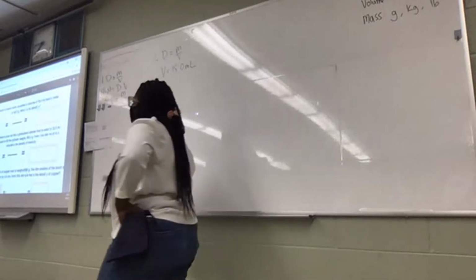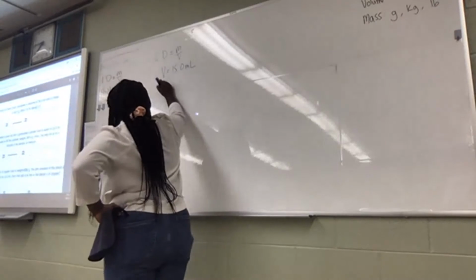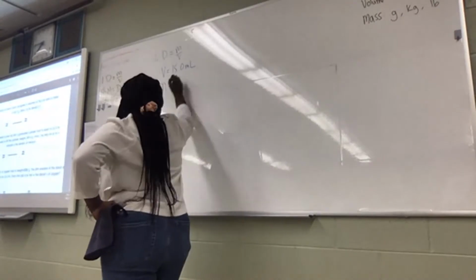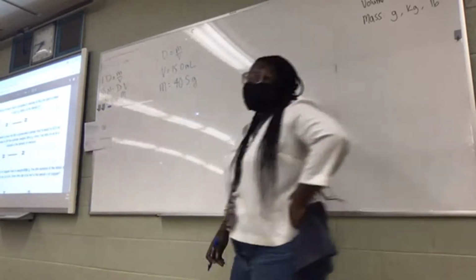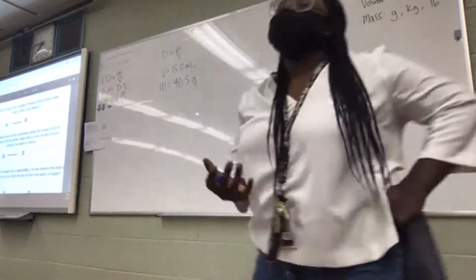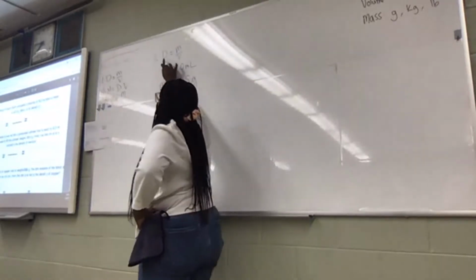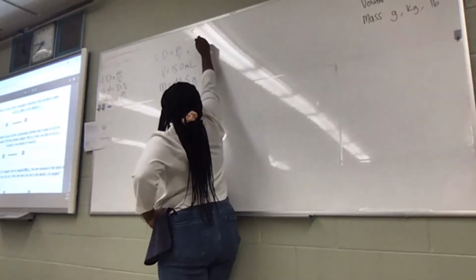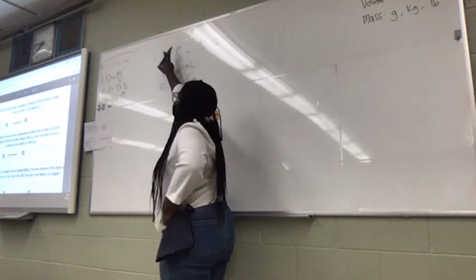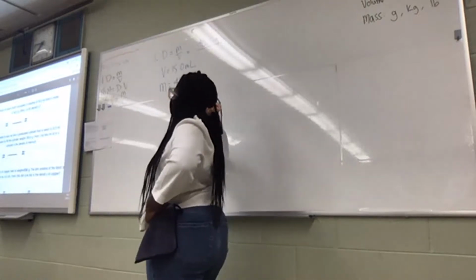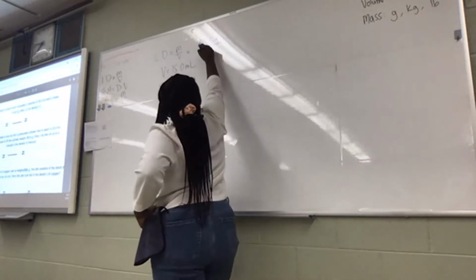Next up, let's keep reading. And a mass of 40.5 grams. Well, that means that my lowercase m equals 40.5 grams. And the question is, what is the density? Well, since I'm solving for density, I'm using this first equation, and I'm going to plug and chug, kids. Plug and chug. That means I'm going to plug in for my mass, I'm plugging in 40.5 grams. For my volume, I'm plugging in 15.0 milliliters.